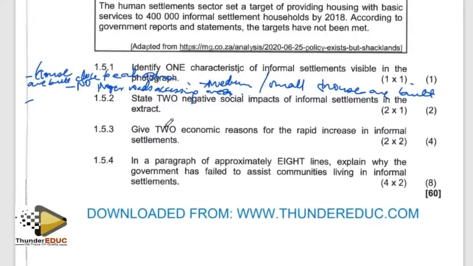Okay, state two negative social impacts of informal settlement in the extract. In the extract, what are the negative social impacts? We have aspects like rapid spread of diseases. Okay, that is a negative social impact. Then you also have high poverty levels.